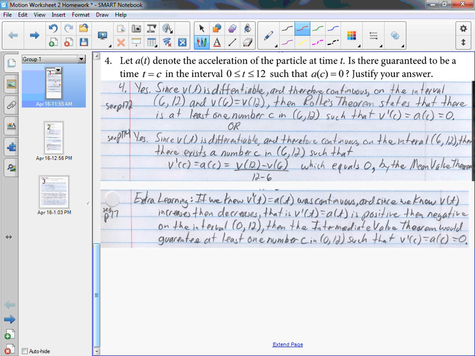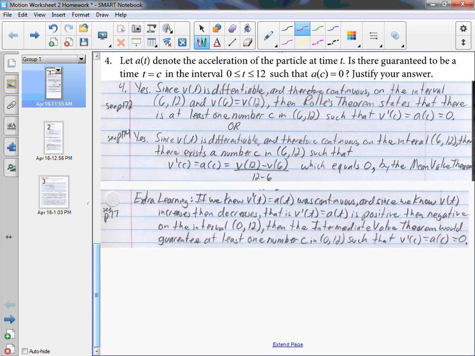Yes, since the velocity is differentiable and therefore continuous on the interval from 6 to 12, and v of 6 equals v of 12, then Rolle's theorem states that there's at least one number in that interval such that the derivative of the function, v prime of c, which is a of c, equals 0. So good old Rolle and his theorem.